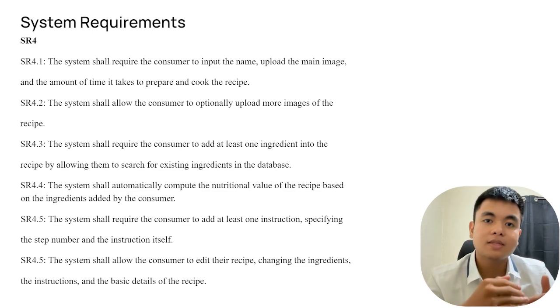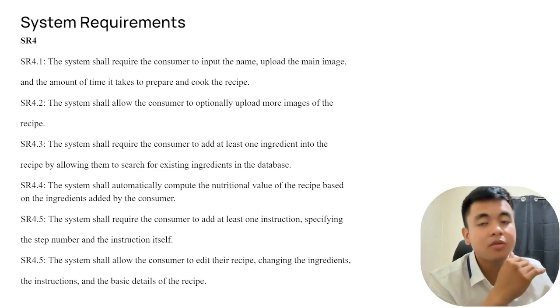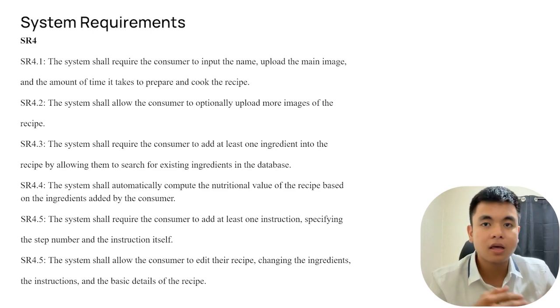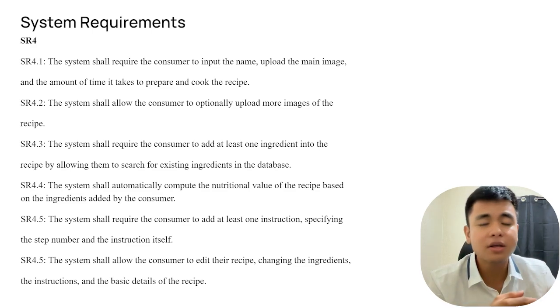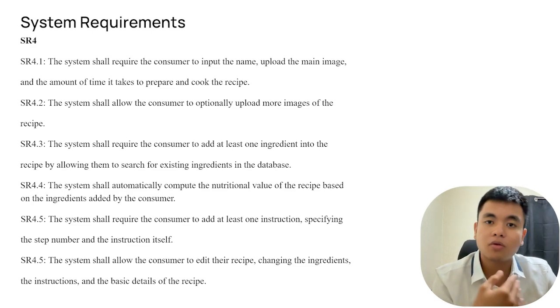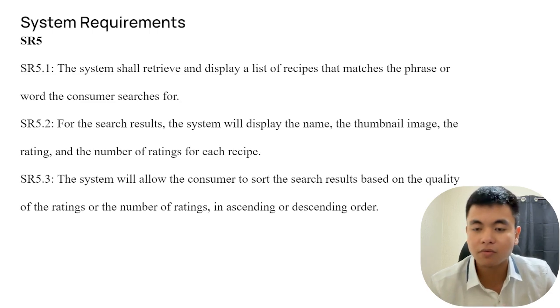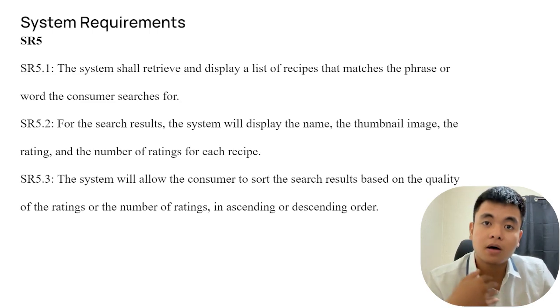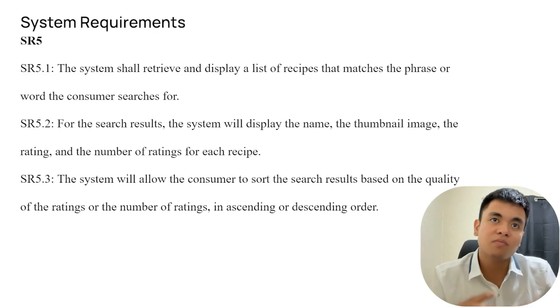So here we specify that the system allows the user to input the name of the recipe, the description, the ingredients of the recipe and how many in amount, and also the instructions in preparing and cooking the recipe. And so for our SR5, now this talks about searching for a recipe since we are using a search engine database.